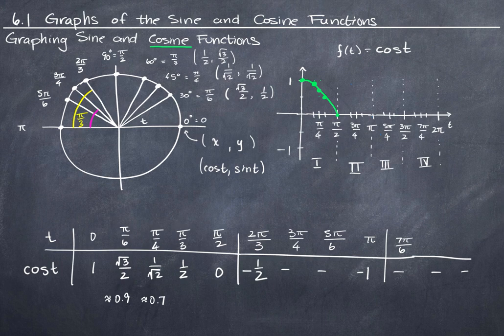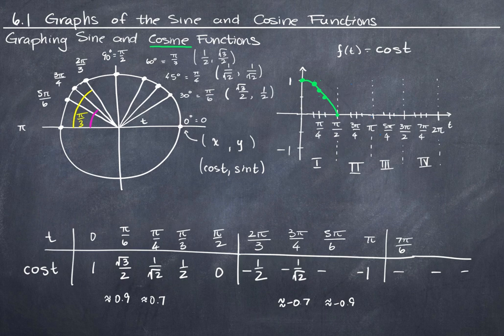3 pi over 4. At 3 pi over 4, my reference angle is pi over 4. So I'll go find pi over 4, and I have 1 over root 2. 1 over root 2, but because I'm in quadrant 2, it's negative, and that's approximately -0.7. The next one's going to be approximately -0.9, and so on.